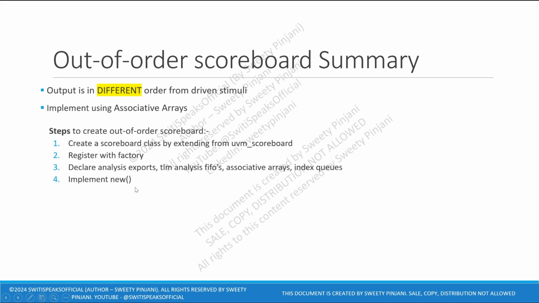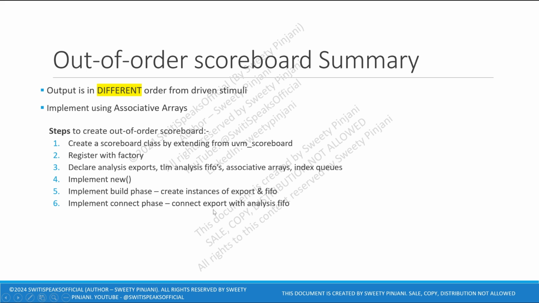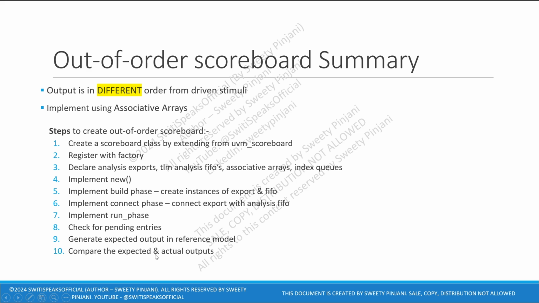Then you will implement the new method. In the build phase, you will create instances of export and FIFOs. You will implement the connect phase where you will connect the exports to the respective analysis FIFOs for both inputs and outputs. Then you will implement the run phase. You will check for the pending entries because it is out of order. You need to ensure that everything is compared. And then you will generate the expected output in the reference model. You will compare the expected and actual output. This is the out of order scoreboard.